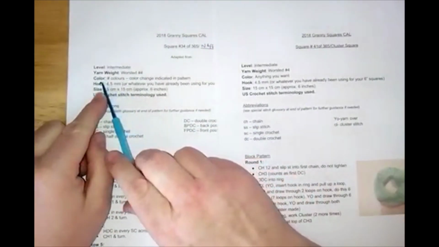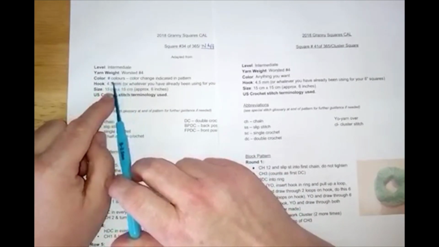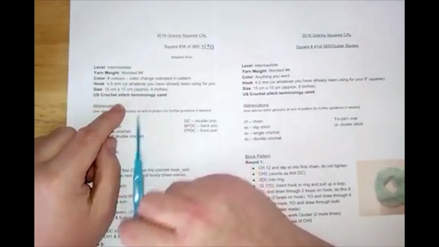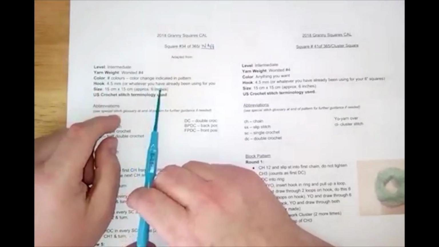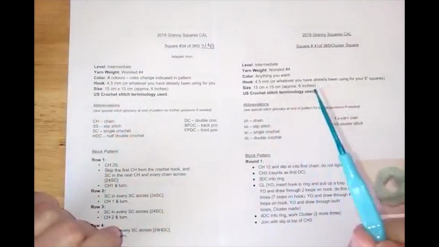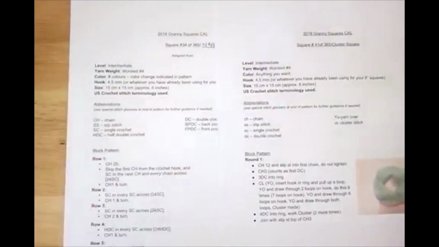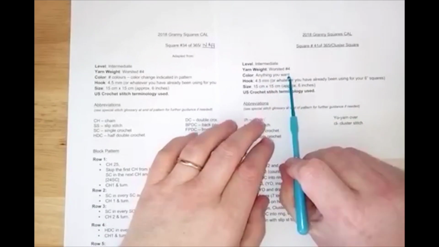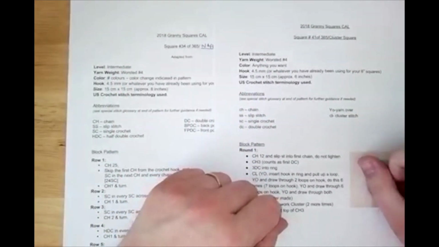So then also here you've got colour, and it says the number of colours. Now this one, as I've just told you, I think this must have been one of the first versions of this pattern, and I'm sorry that I didn't get the correct one. I think I thought I was printing the correct one, but brain fade. And this one here, it says anything you want, so it basically means it's a 1 colour square, or you can change colour as often as you like.